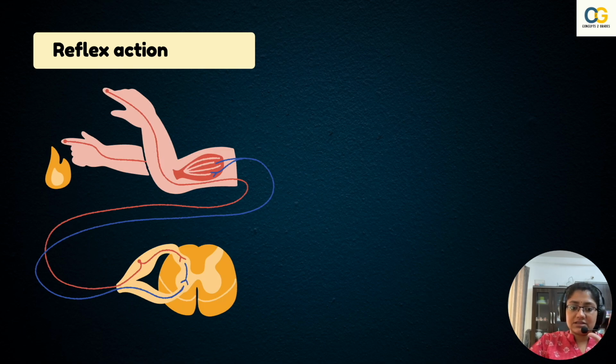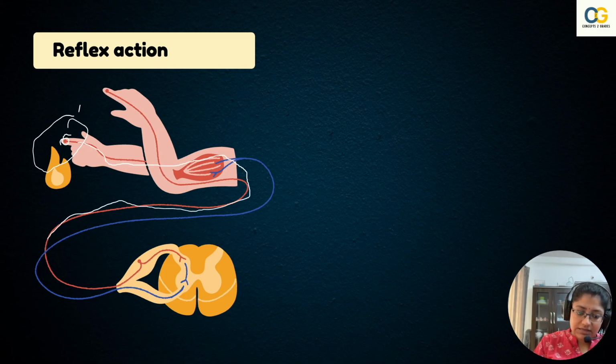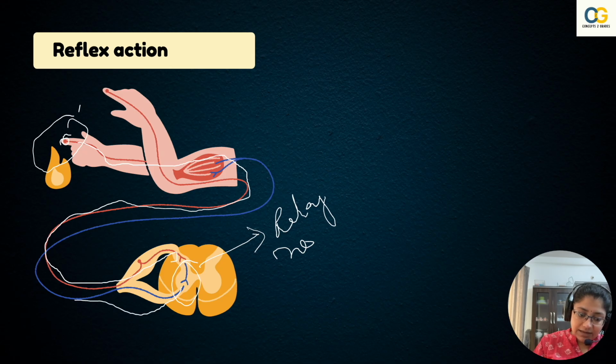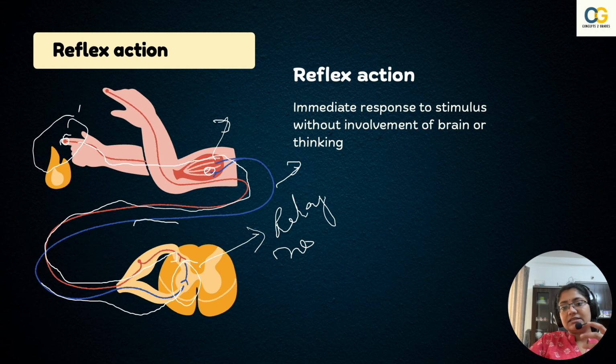So in a reflex action, what happens is, let's say you have touched a hot object here. It is going through the receptor, and then there is a sensory neuron which carries this information across. It goes to the spinal cord. There is a relay neuron here, okay, and that sends it back through the motor neuron, or the muscular neuron, back to the muscle, telling it to retract your hand. So this is a reflex action. It is an immediate response to the stimulus without involvement of the brain or thinking, right?